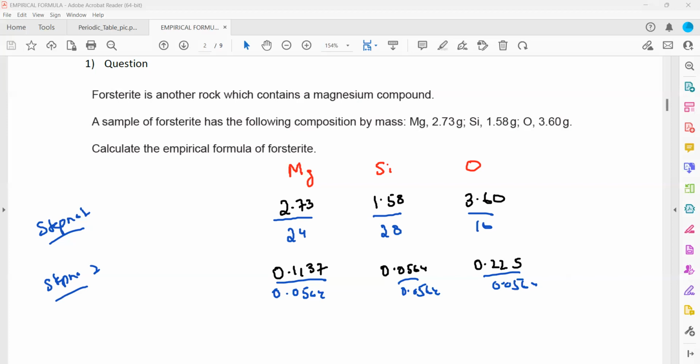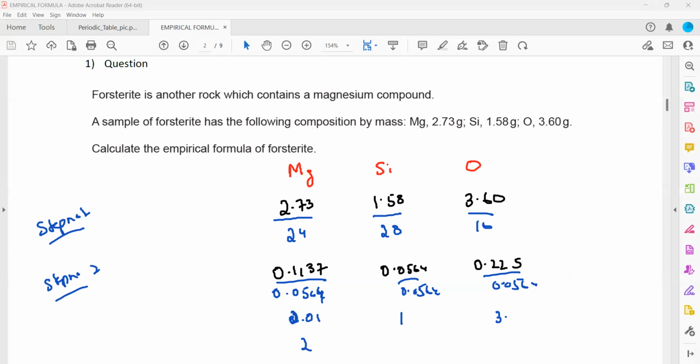0.1137 divided by 0.0564 should be a number greater than 1, as the numerator is bigger. 2.0159, so I can say it is 2. What about 0.0564 divided by 0.0564? I'll get 1 because it's the same. 0.225 divided by 0.0564. What's the answer for this?